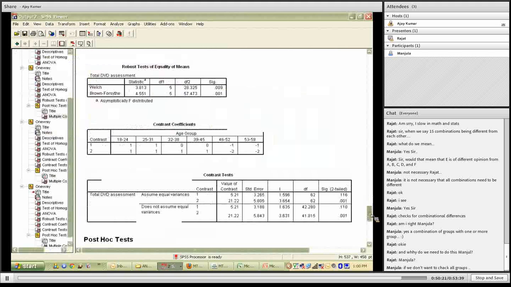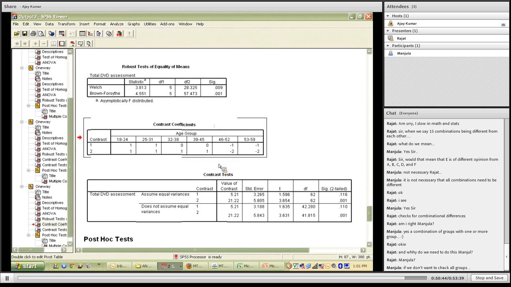Now see, contrast number 1 compares someone below 30 years of age, because these two are +2 and these two are -2. Contrast number 2 compares someone below 46 and above 46, because 1, 2, 3, 4 are +4 and -2, -2 are -4, so it makes 0. So the groups I have formed here are above 46 and below 46. So look at the tests: total DVD assessment, contrast tests, we will assume equal variances because Levene statistic tells us.